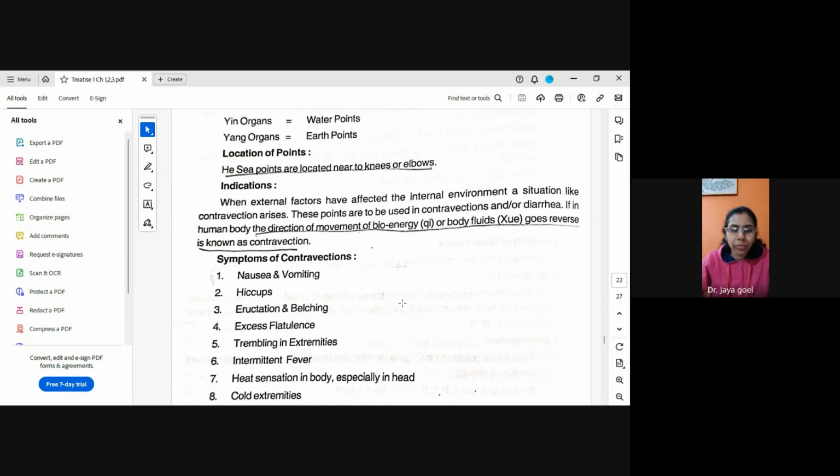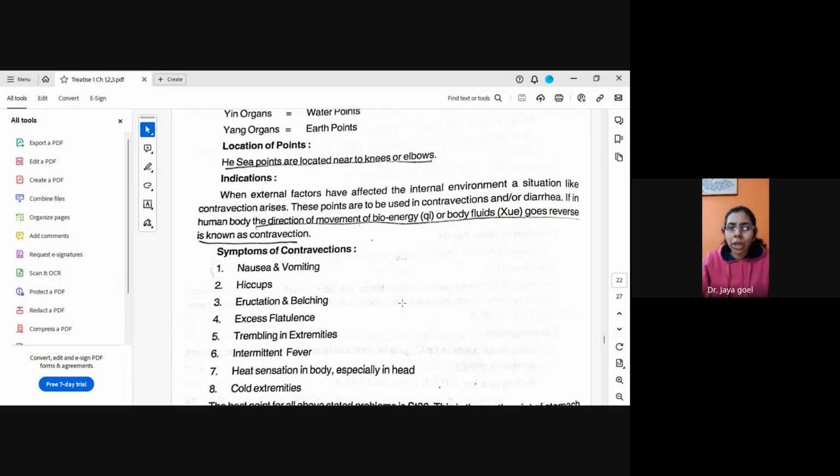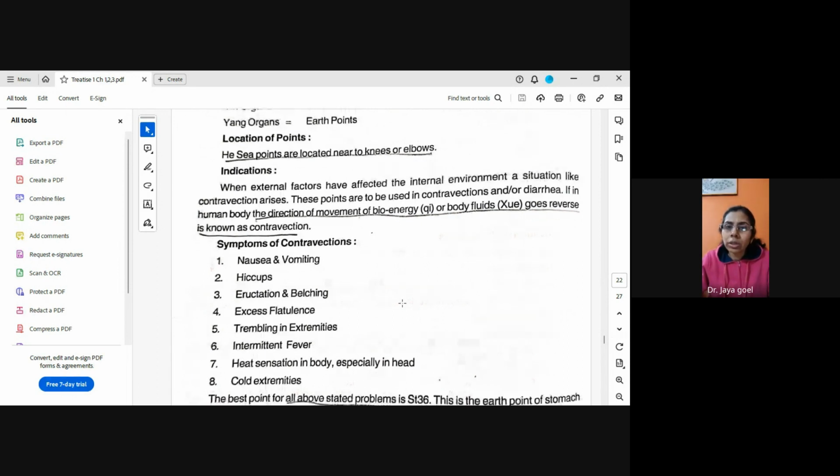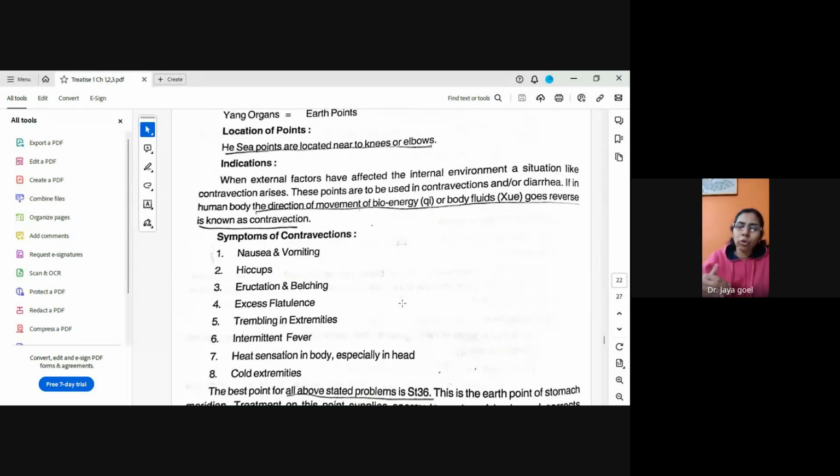Opposite flow of the energy means the direction of the energy is going in the opposite direction, or we can say body fluid is going in the opposite direction, like vomiting, hiccups, nausea. These are the symptoms of contraction. That means the energy is not flowing in its pathway. It is flowing in the opposite direction of its pathway. Like we eat food and it goes into the stomach, and when we vomit, it comes out of the mouth. This is the opposite flow.